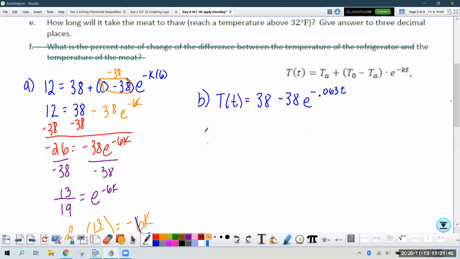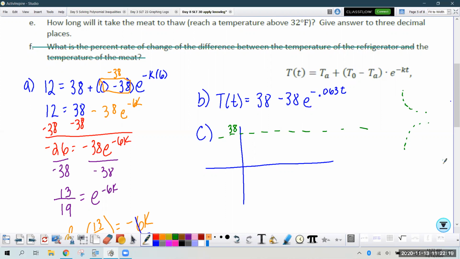Okay, so for the graph, now I'm not going to bother with the calculator this time, because I know my horizontal asymptote will be at 38. That's the translation. And then I've got this double reflection. So this is an exponential decay reflected. So instead of going this way, I'm going to reflect it and go that way. And the starting temperature was 0.